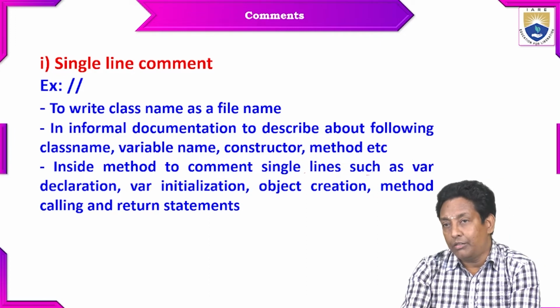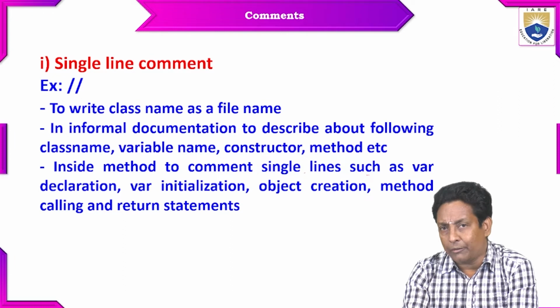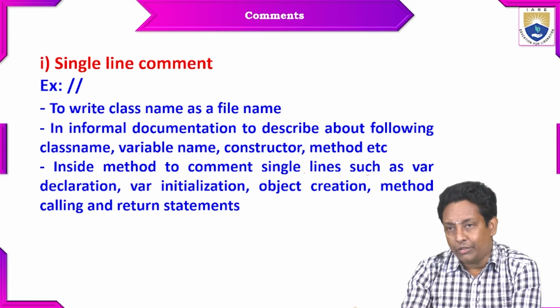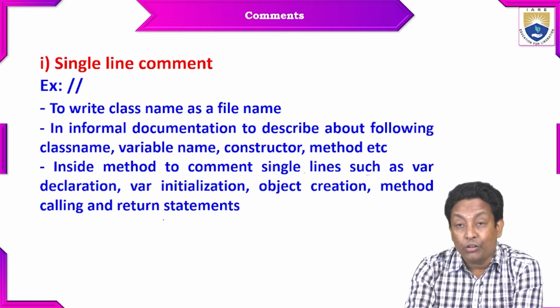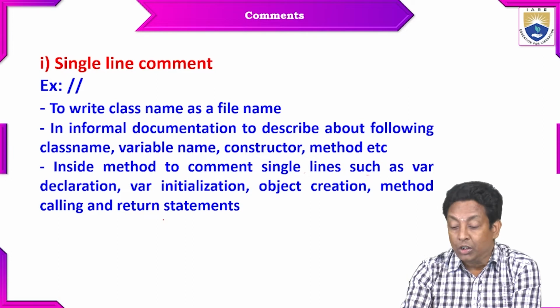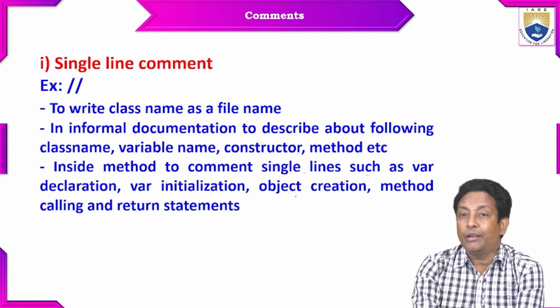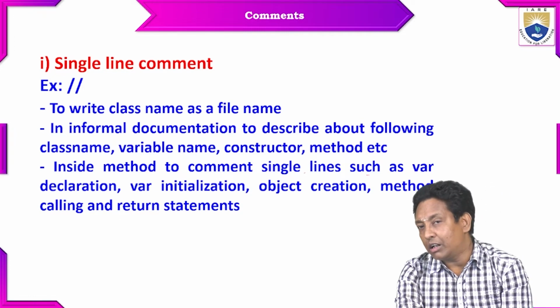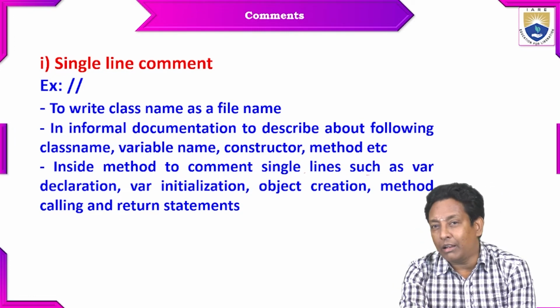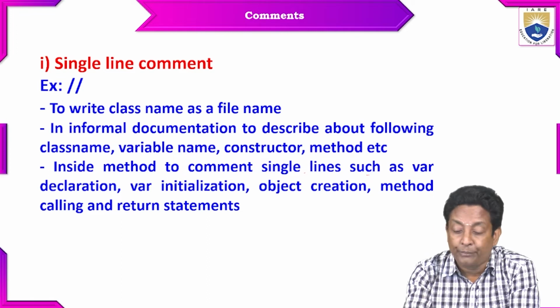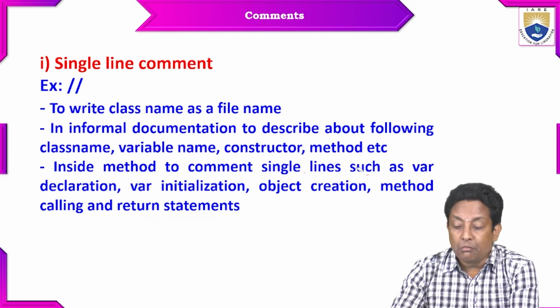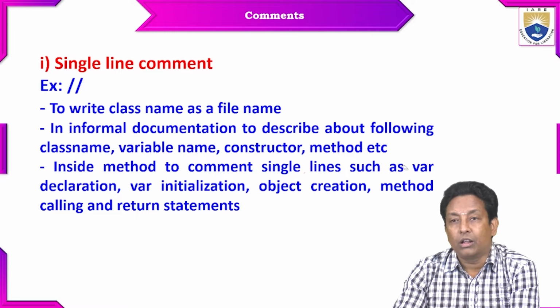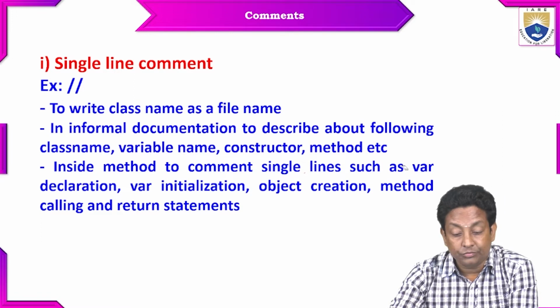Inside a method, we can comment a single line such as a variable declaration. Sometimes we want to declare a variable but comment it, because we want to use some other variable in place of it. We can also comment variable initialization, object creation, method calling, or a return statement. Inside a method, you can comment any single line of code with a single line comment. If you want to comment multiple lines of code, then we go for a multi-line comment.